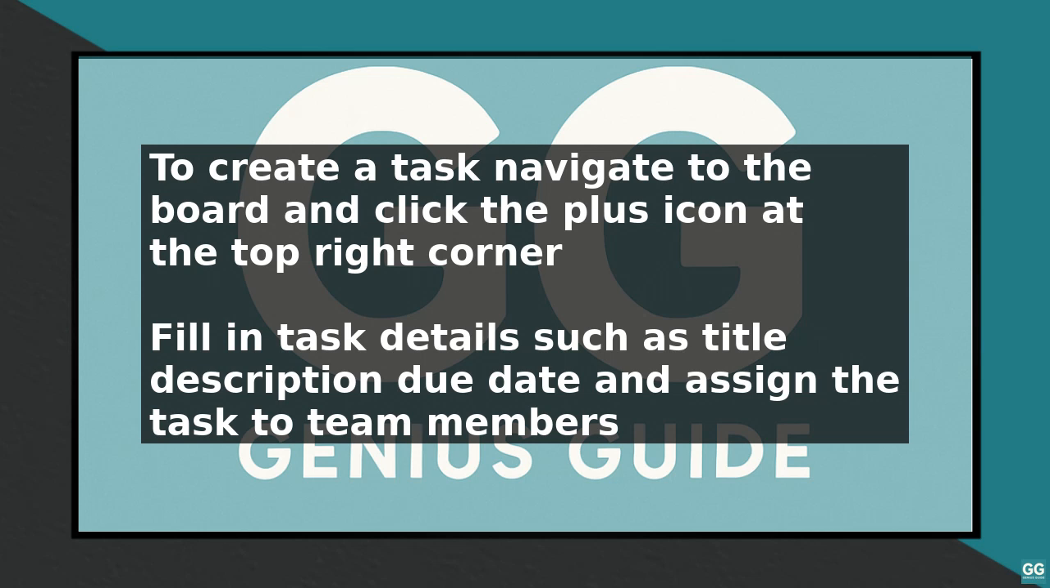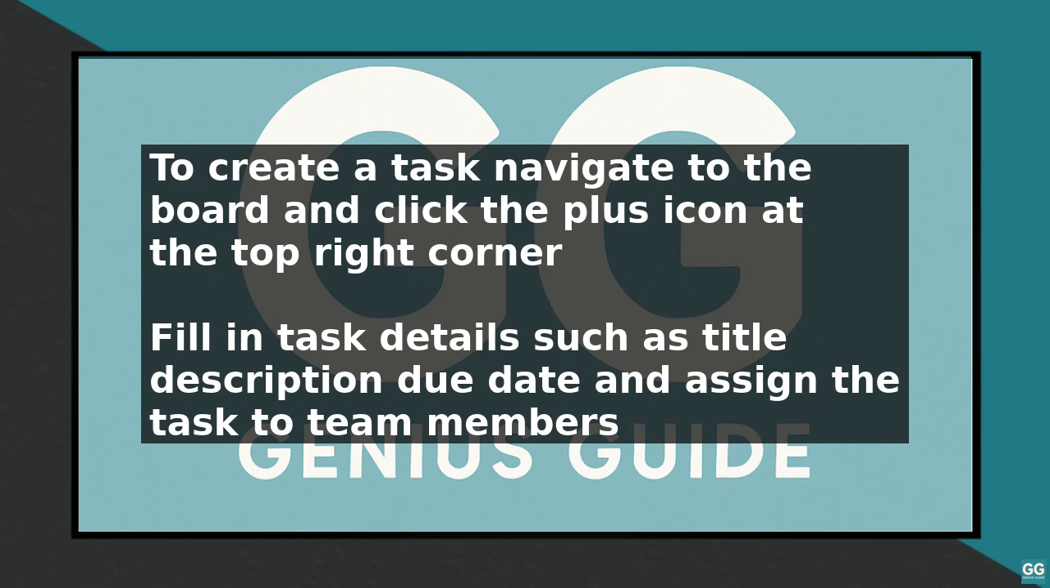To create a new task, click on the plus icon at the top right corner of the board and fill in the task details. You can add a title, description, due date, and assign the task to a team member or a group of team members. You can also add attachments, such as files or images, to provide more context to the task.